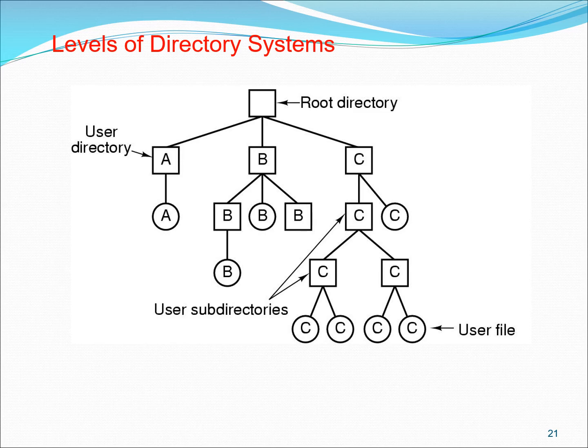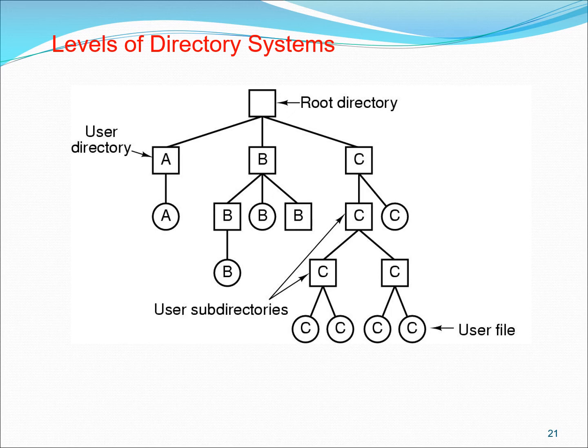Here is an example of a multi-level directory system. At the first level, there is a root directory. The root directory is represented by the slash. It is the starting point from which all other directories branch out. The root directory has some user directories, which are the subdirectories A, B, C, which further have files or subdirectories.